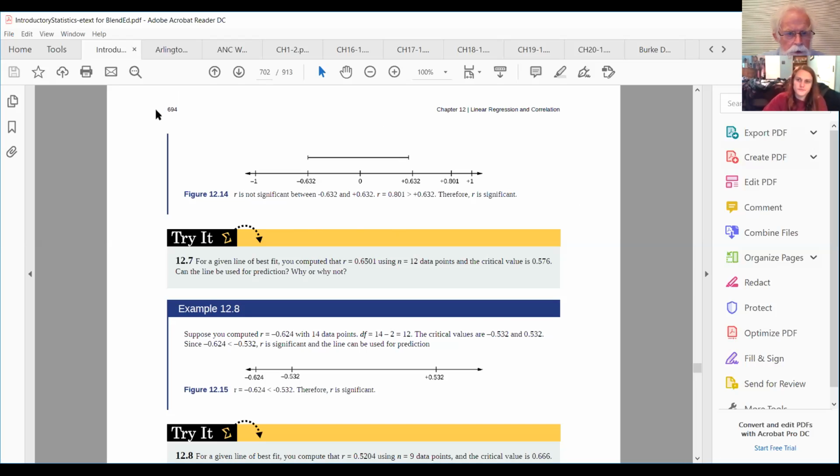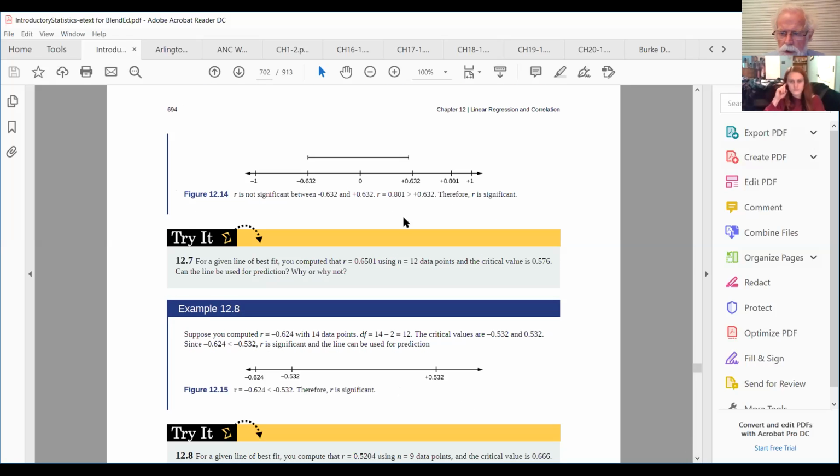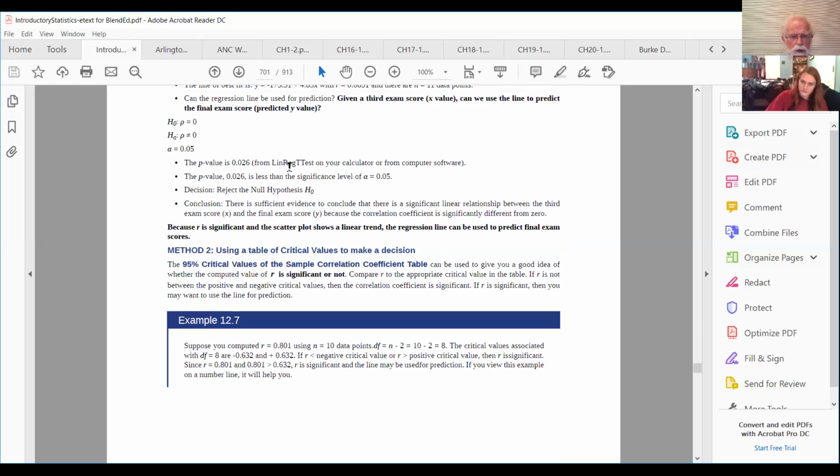This on page 694 is worth remembering. Anything between minus 6.32 and plus 6.32 is considered not significant. Does that make sense? Okay, so what it basically says is that the slope of your line has to be fairly significant. So that's really what it is.